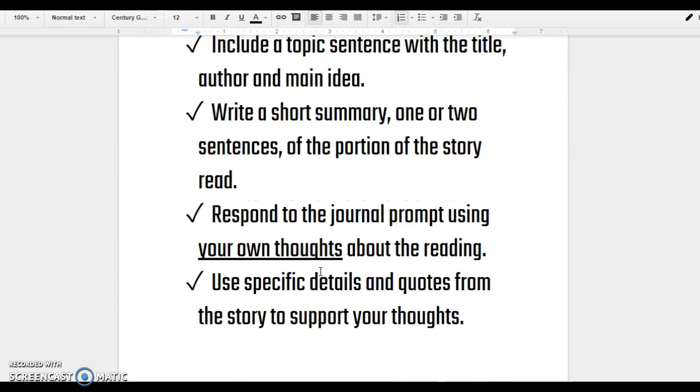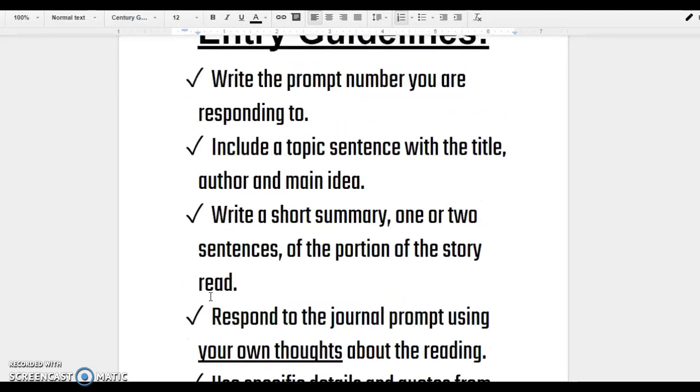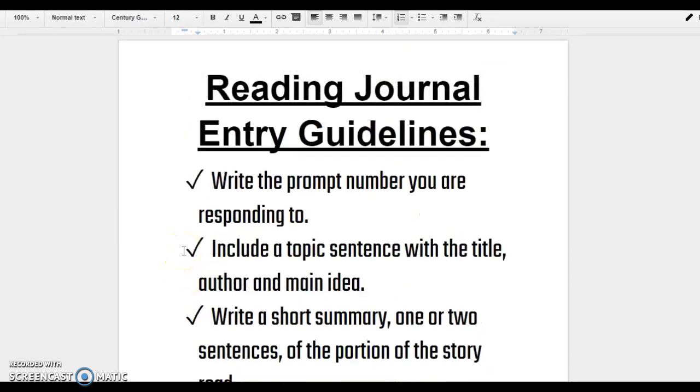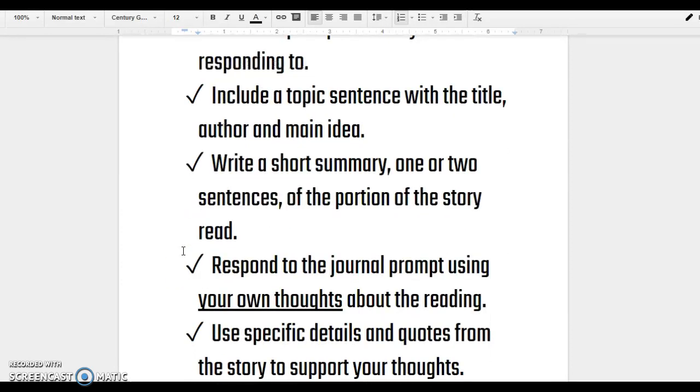The main section of your paragraph really needs to be your response to the journal prompt, where you're using your own thoughts, your own ideas to answer the question or to give over the information it is mentioning. So your own thoughts, of course, based on the reading, and based on the reading means you're including specific details. And further on in the year, or perhaps in a couple of weeks, we'll talk about how you use quotes effectively to provide specific details from the text. So again, those are the 5 key elements that every journal entry needs to have in it.